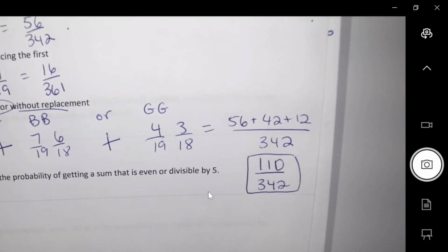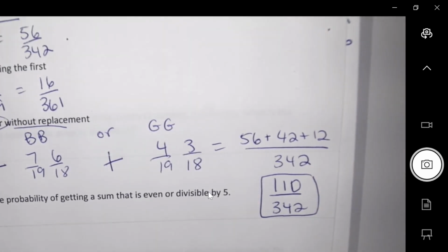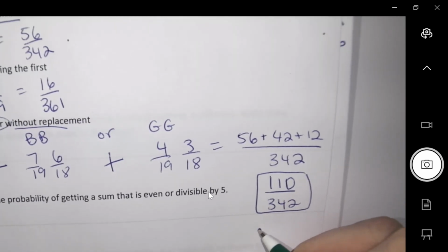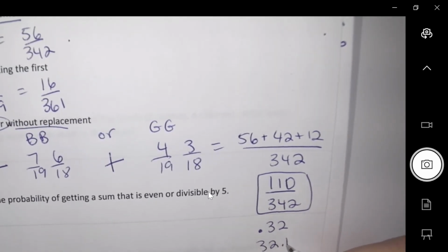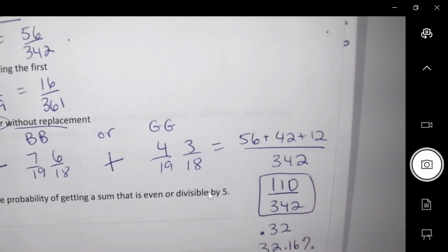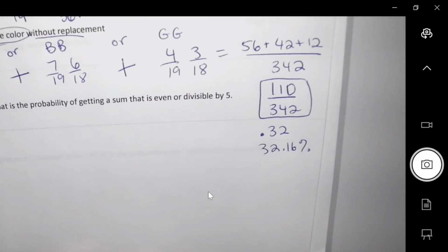Okay, like I said, if you had done it on your calculator and somehow came up with a decimal, I'm good with that too. 0.32 or 32.16%. Okay, I'm going to pause if you want to write anything on your sheet.